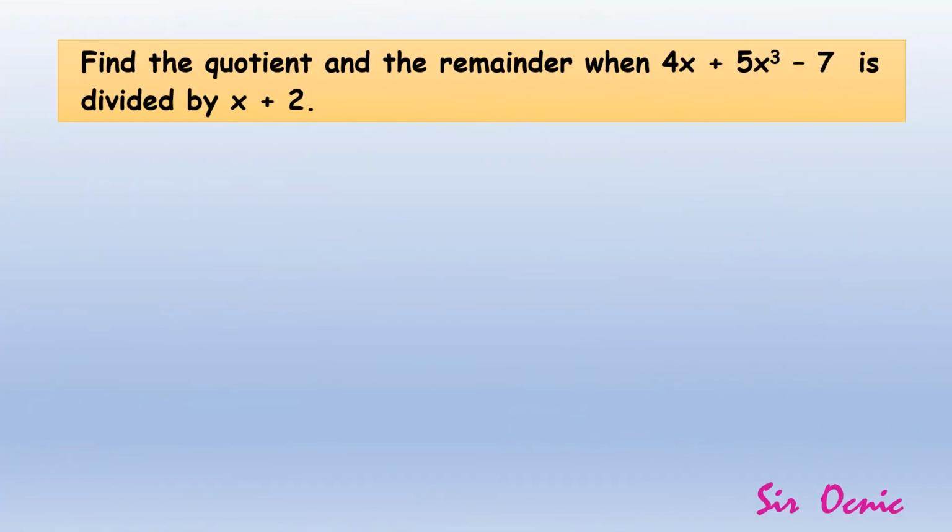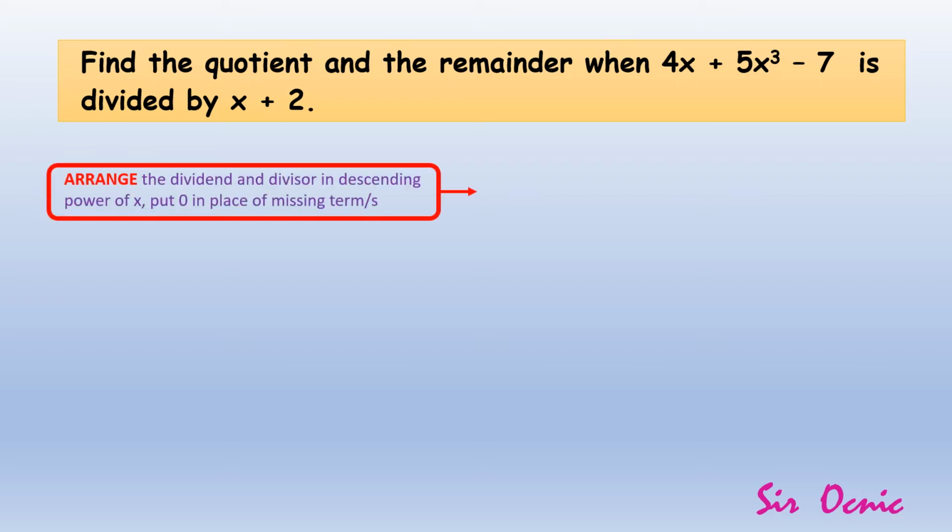Find the quotient and the remainder when 4x plus 5x cubed minus 7 is divided by x plus 2. Arrange the dividend and the divisor in descending power of x. Put 0 in place of missing terms. So the dividend will now be 5x cubed plus 0x squared plus 4x minus 7.